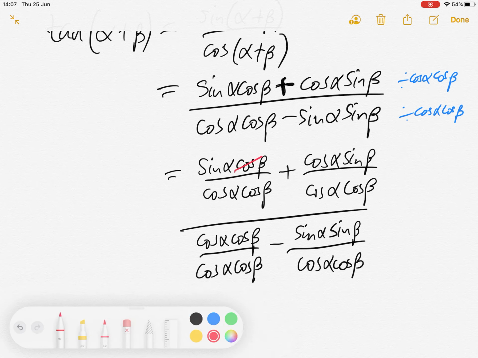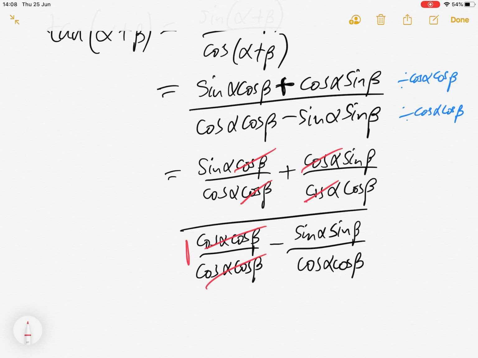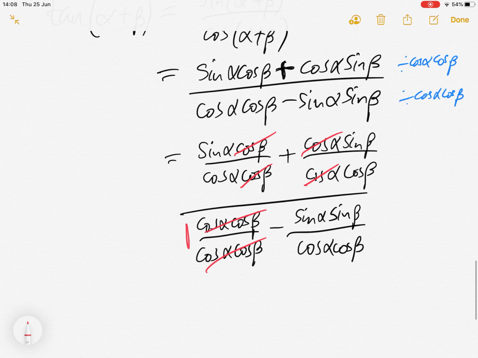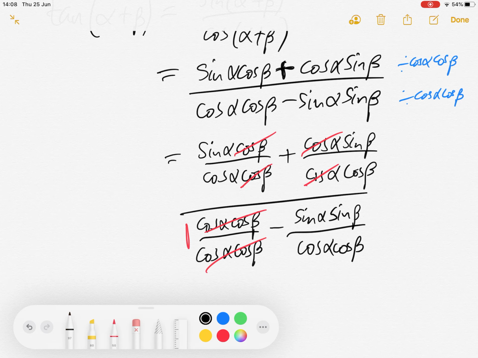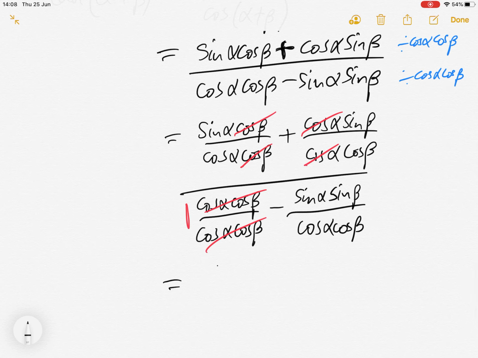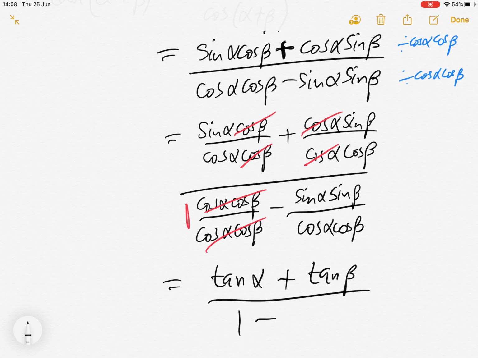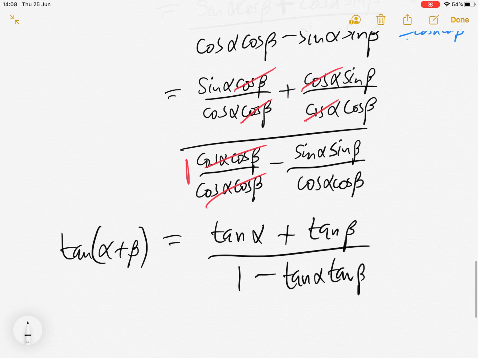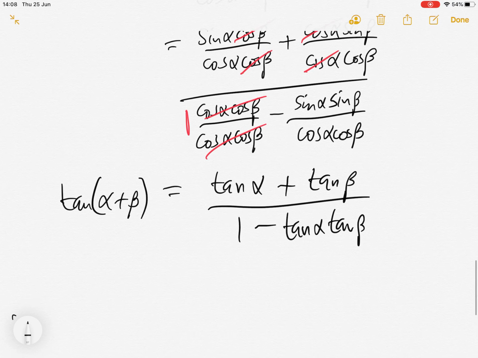So first let's just cancel everything that cancels. So here everything cancels, we just get a 1. There nothing cancels. So what are we left with? We've got sine alpha over cos alpha, that's tan alpha. Sine beta over cos beta is tan beta, over 1 minus sine alpha over cos alpha is tan alpha, times sine beta over cos beta is tan beta. So this here is the formula for tan alpha plus beta.